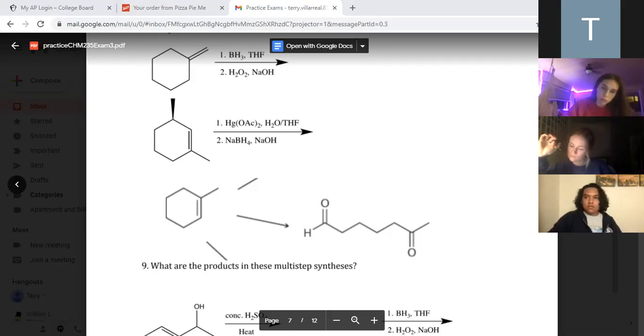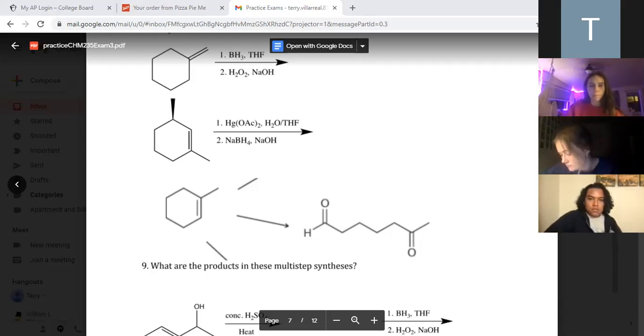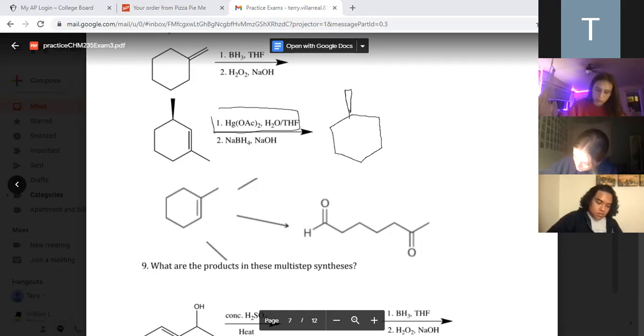Next question. What are we getting here? What are we adding? We're adding an OH. This is an oxymercuration, except now, what's the difference between the last one we did and this one? You're gonna add it to the more substituted side. Yep. When you see boron, you're adding OH to the less substituted.